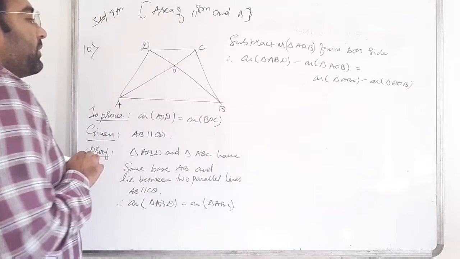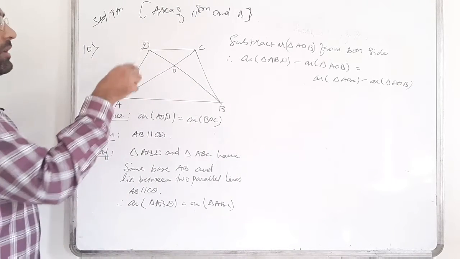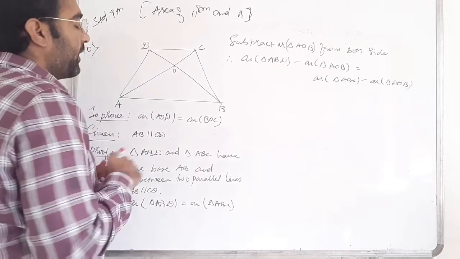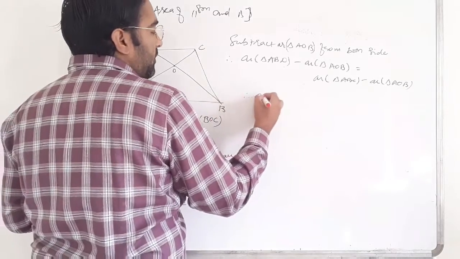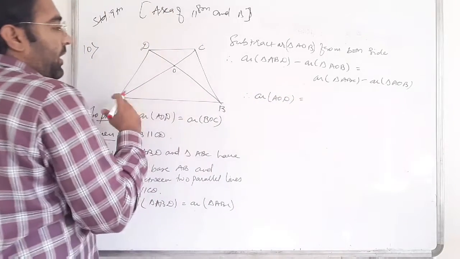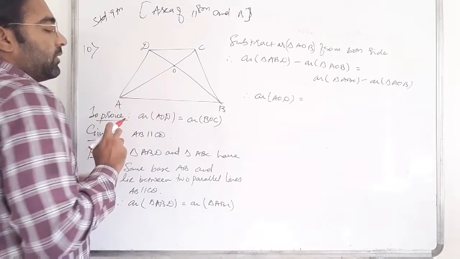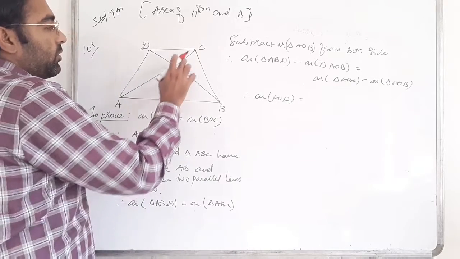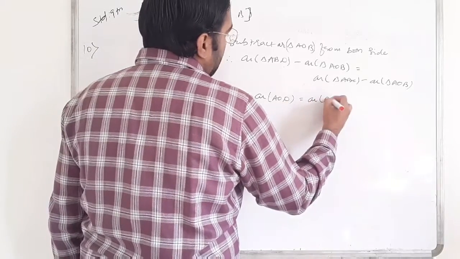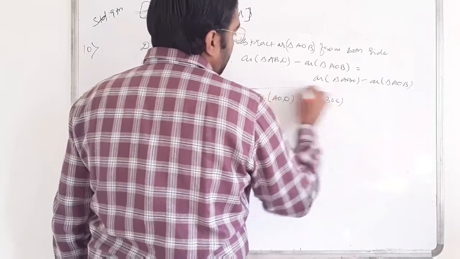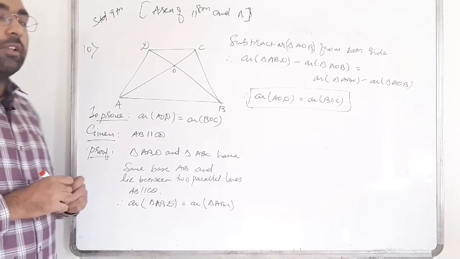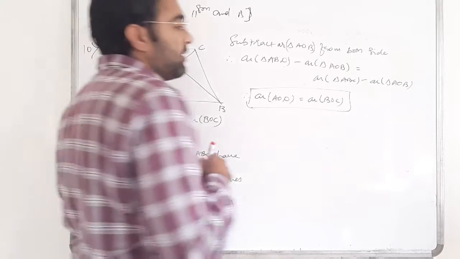Okay, so from ABD, AOB is subtracted, so you get the area of triangle AOD. And from ABC you subtract AOB, so you also get the area of triangle BOC. Clear? So that's what we have to write, hence proved.